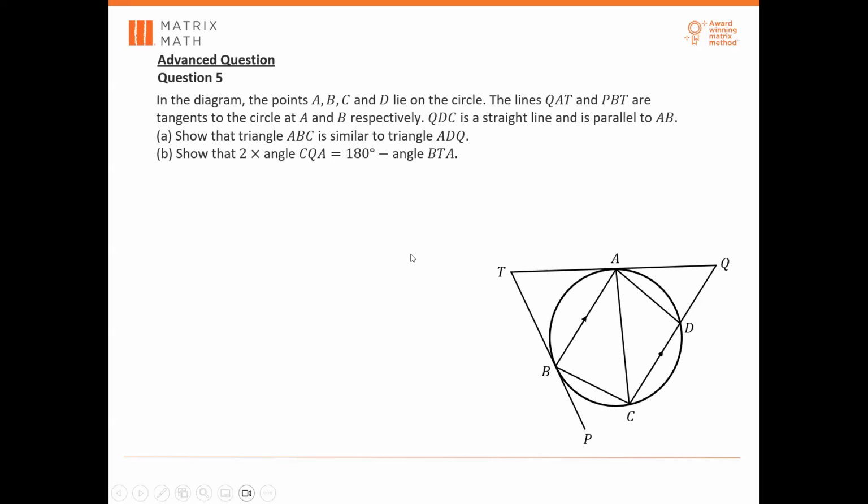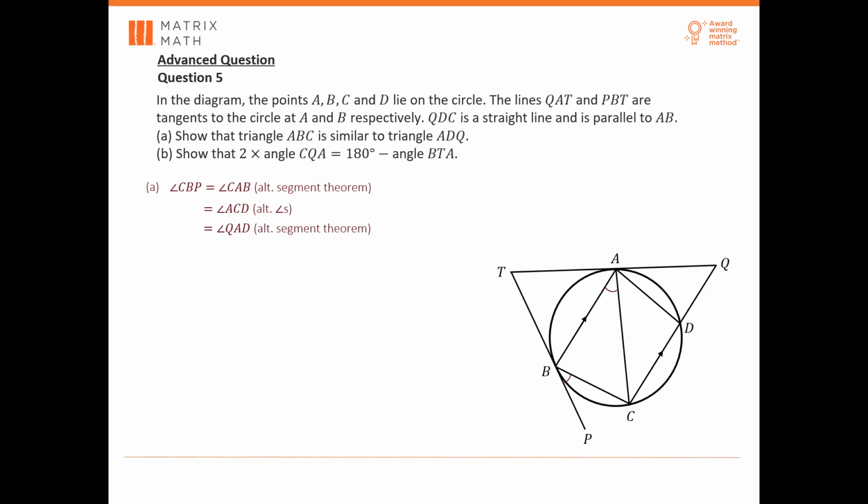Okay, question 5. Show that the triangle ABC is similar to triangle ADQ. Okay, so for part A, using alternate segment theorem, CPB equals CAB. So CAB equals ACB using alternate angles. So take note, this one is alternate segment theorem. Then CAB equals ACB. This equals this using alternate angles, just the two lines are parallel.